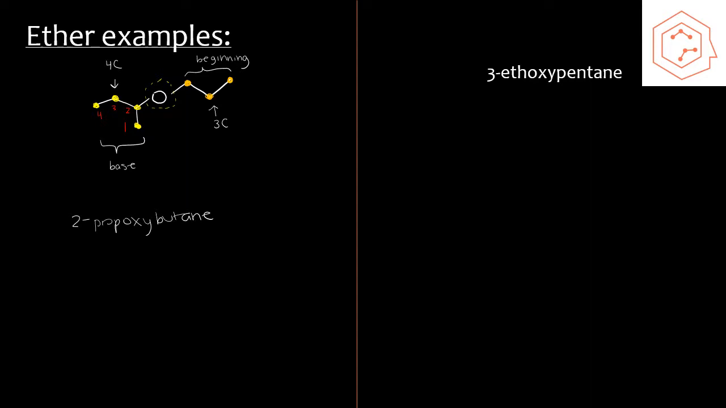And then our final name would be 2-propoxybutane. So let's move on to our next example, which is 3-ethoxypentane. So let's decipher this name a little bit more.